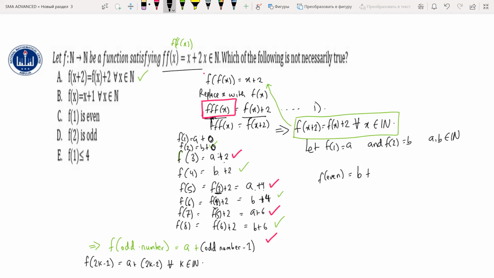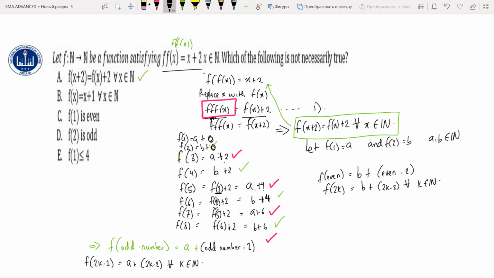For 6, we add 4, that is 2 less than the number inside the bracket. For 8, we add 6, that is 2 less than this number. So it's not so difficult to guess that it will be the even number minus 2. So to write it properly, even numbers can be written in this form: A plus 2k minus 2 for all k member of N.